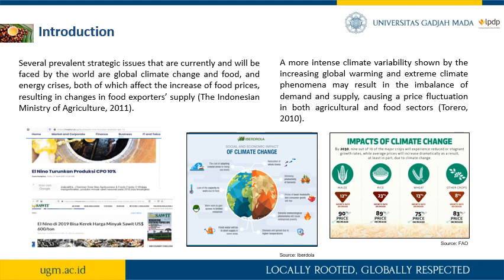Okay, introduction. Several prevalent strategic issues that are currently and will be faced by the world are global climate change and food and energy crisis, both of which affect the increase of food prices, resulting in change in food exporter supply. A more intense climate variability shown by the increasing global warming and extreme climate phenomena may result in the imbalance of demand and supply, causing a price fluctuation in both agricultural and food sectors.